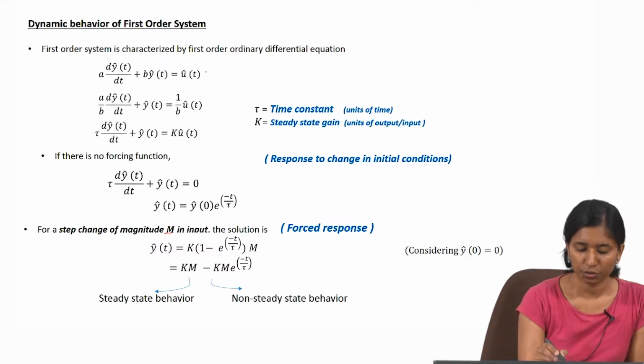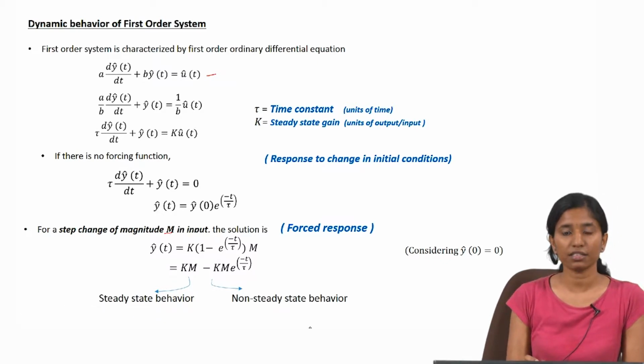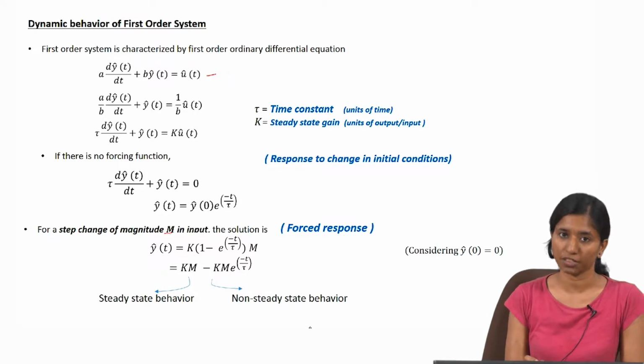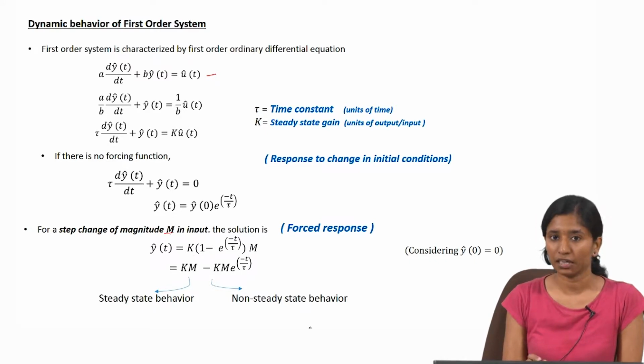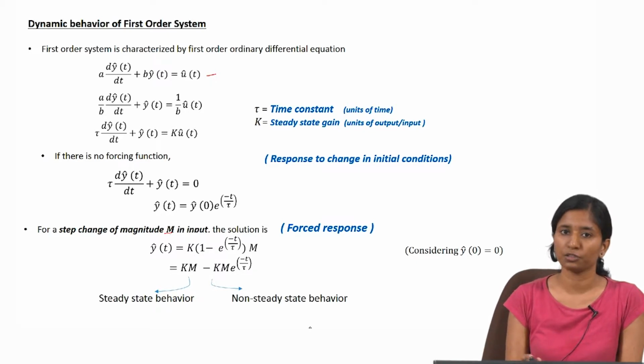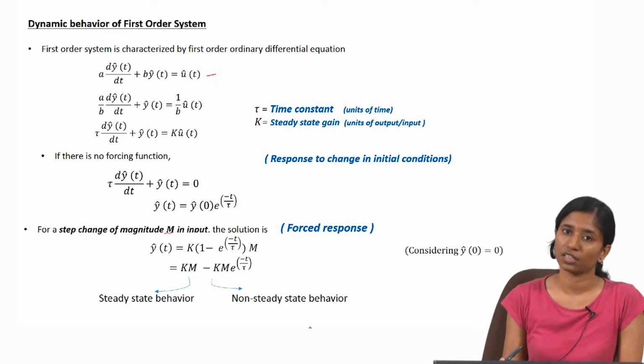It is a dy hat by dt plus b y hat of t equals u hat of t. I have written this first order differential equation in terms of the deviation variables. So, that is the reason I have used y hat. We saw in the previous tutorial, when we linearize the nonlinear differential equation, we usually use deviation variable form to write the state space model, which is quite useful because then only we will be able to study how the changes in input affect the outputs.